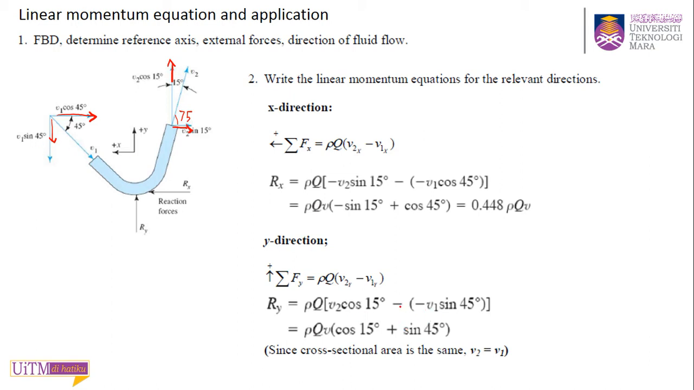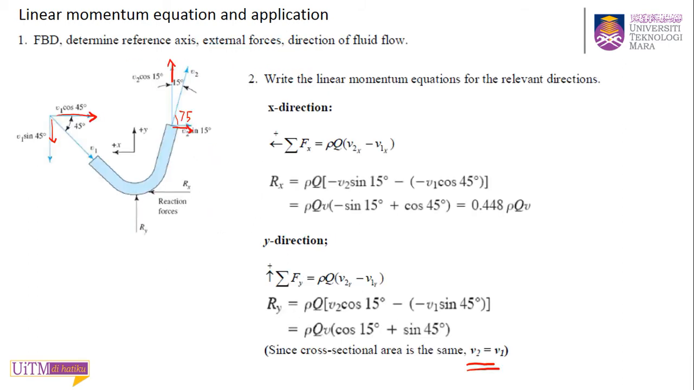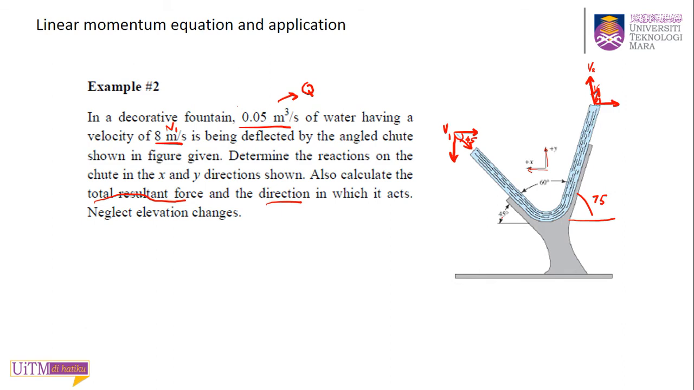So this will be plus. Rho Q V times cos 15 plus sin 45. This is mentioned here because the cross-section is the same, that's why your V2 and V1 are the same. So you can check your data: your rho of water, and your volume flow rate is 0.05, given in the question.